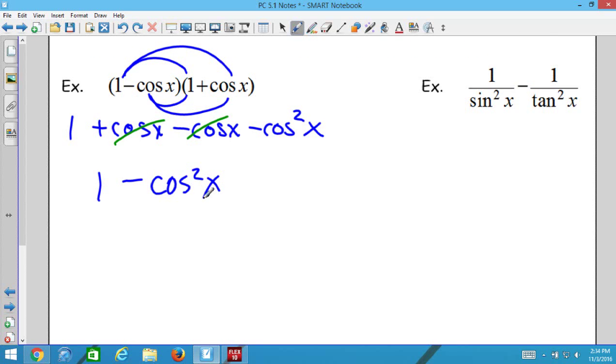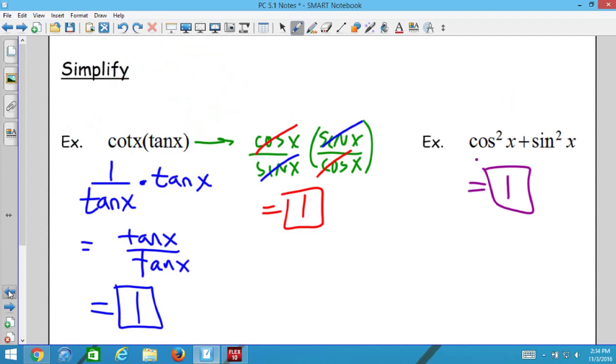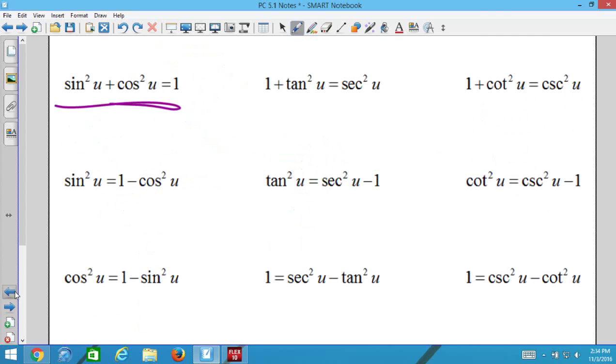And then you look at those 9 properties that we came up with together, and are any of them 1 minus cosine squared x? Do not say it out loud. Give everybody the opportunity to look for themselves. Will you find it? What are we looking for? 1 minus cosine squared x? You see it? So what is that equivalent to? Sine squared x.